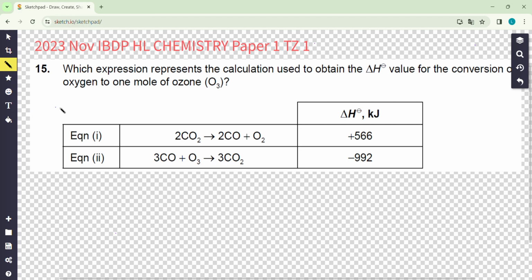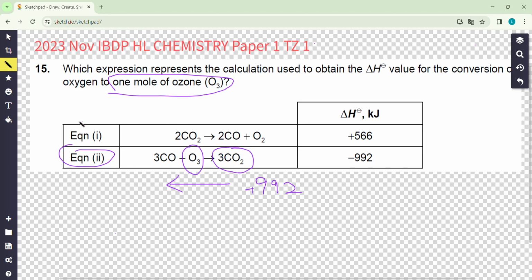Question 15 is about the enthalpy change of producing 1 mole of ozone. So first look at the equilibrium tool. If you want to produce 1 mole of ozone, we need to have 3 carbon dioxide, but the process is reversed. So the enthalpy change for this step is plus 992 kilojoules. And then how to produce 3 carbon dioxide?